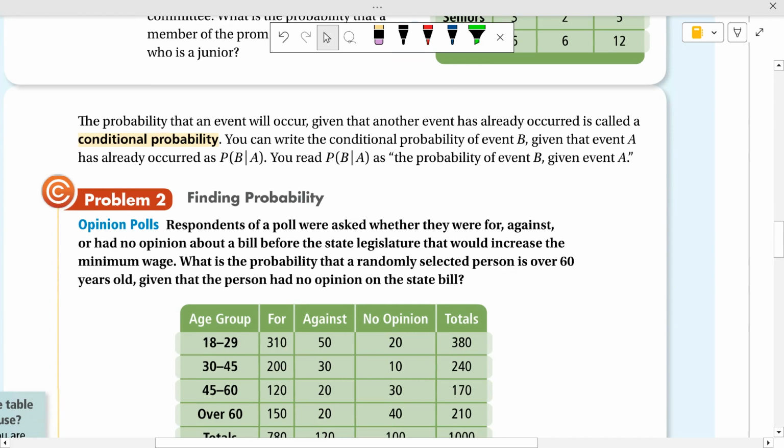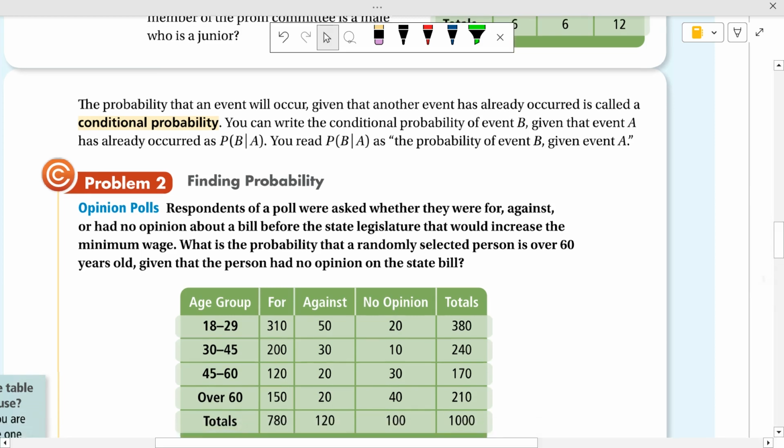Okay? Now, with these two-way frequency tables, we can have conditional probability. Conditional probability is the probability that an event will occur given another event has already occurred. So you can write a conditional probability of event B given event A has already occurred. Probability of B given event A.